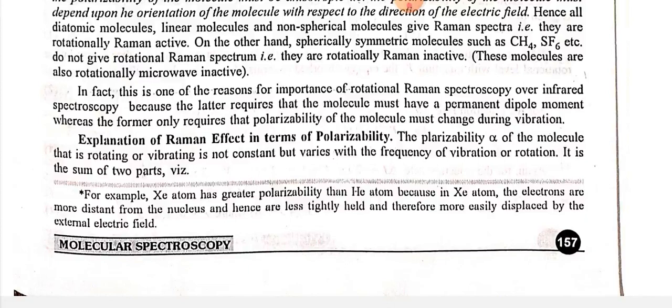Explanation of the Raman effect in terms of polarizability. The polarizability alpha of a molecule that is rotating or vibrating is not constant but varies with the frequency of vibration and rotation. It is a sum of two parts. For example, a xenon atom has a greater polarizability than a helium atom because in the xenon atom the electrons are more distant from the nucleus and hence less tightly held by the nucleus, and therefore more easily displaced by the external electric field.